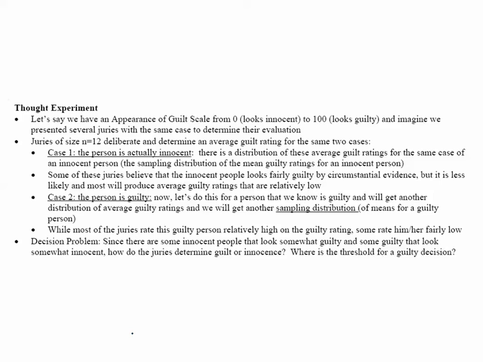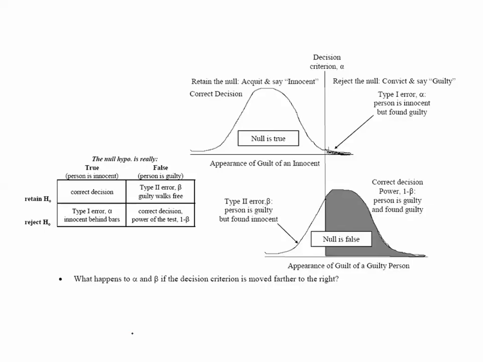Now the decision problem here is, since there are some innocent people that look somewhat guilty and some guilty that look somewhat innocent, how do juries determine guilt or innocence, or where is the threshold for a guilty decision? In this case, we've got to determine some decision criteria.